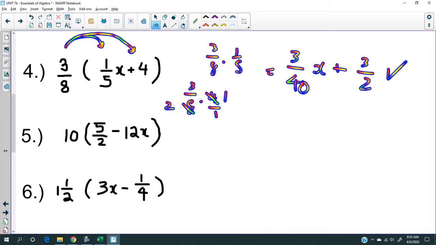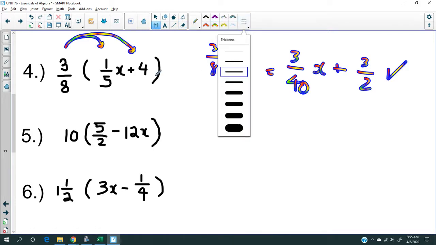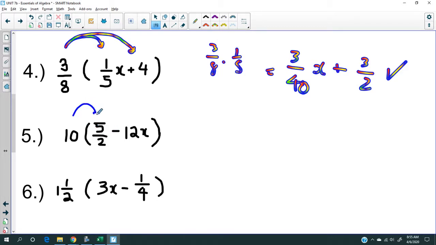Okay? So these don't look as crisp as the last questions on the last page, because you have a bunch of fractions going on, so it gets a little bit messy. Okay, all right.